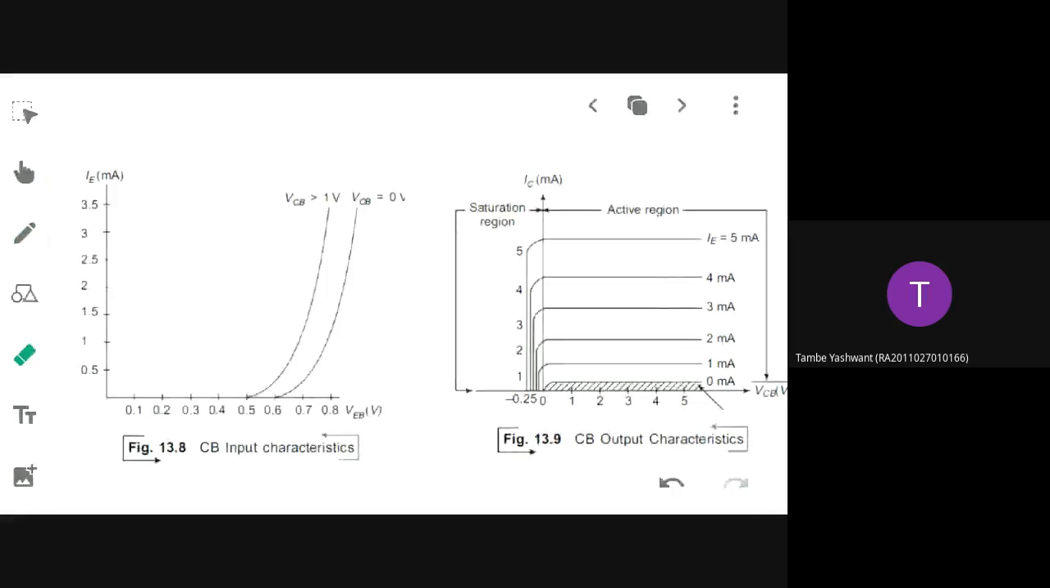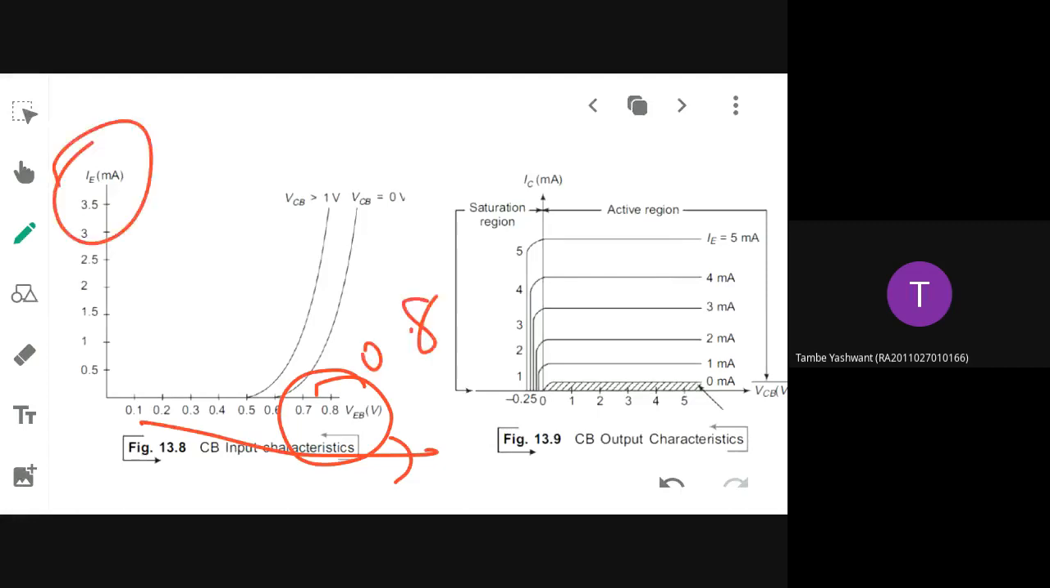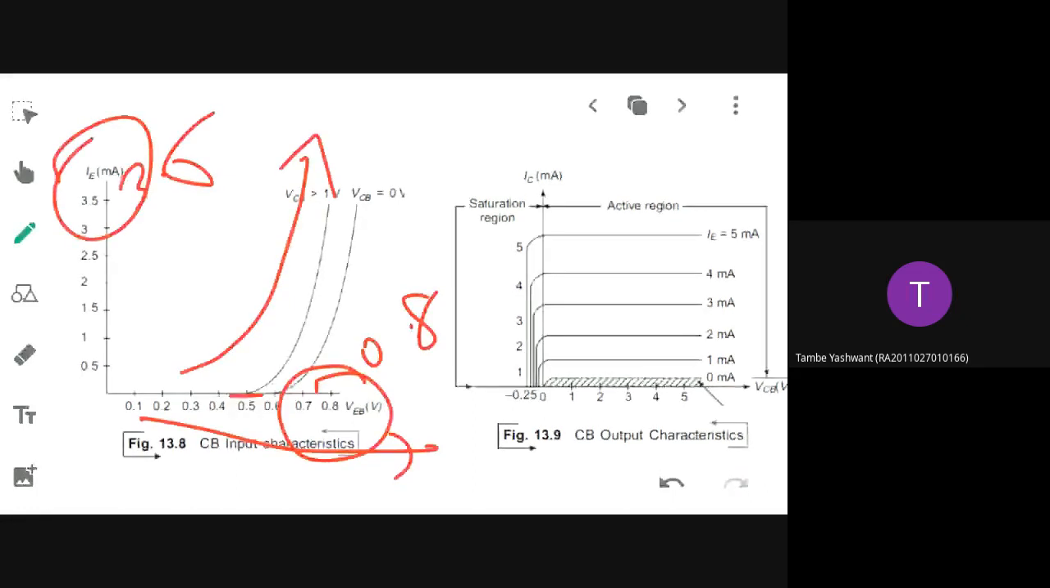What is the maximum variation shown in this graph? 0.8 something, but here the maximum variation is 3.5. So even though IE is making a sharp increase, this VEB is very small. Because of that only you are able to get this nature of the characteristics. That is, after cutting only it will start to increase, the same way as you discussed in the diode.